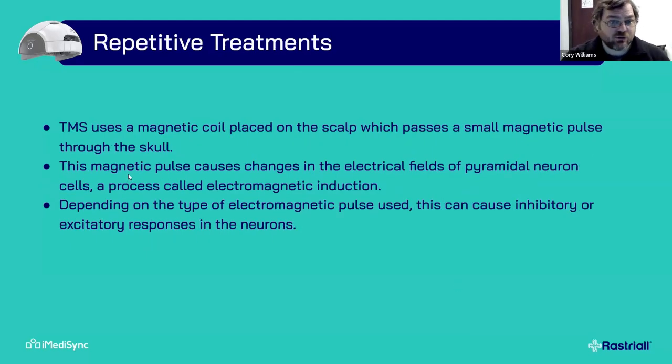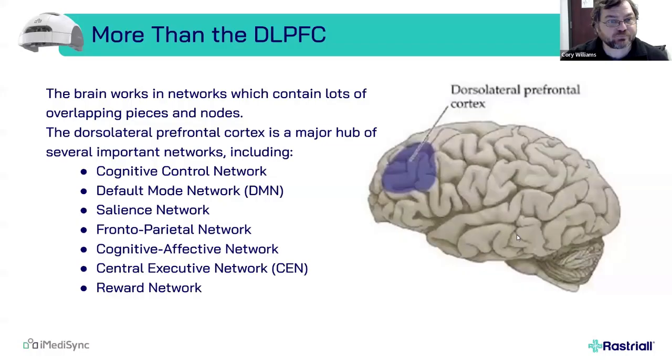So that coil that we showed you the picture of earlier is placed on the scalp. It touches the head and it passes a small magnetic pulse through the skull. You can feel it when the machine activates. You feel the pulse on your head like a tap. That magnetic pulse causes changes in the electrical fields of pyramidal neurons. Those are neurons that are perpendicular to the skull. Those are the neurons that are being most targeted for activation or inhibition, depending on the type of pulse you're using. And that means that we can turn parts of the brain on, or we can slow them down or turn them off, depending on what the client needs.